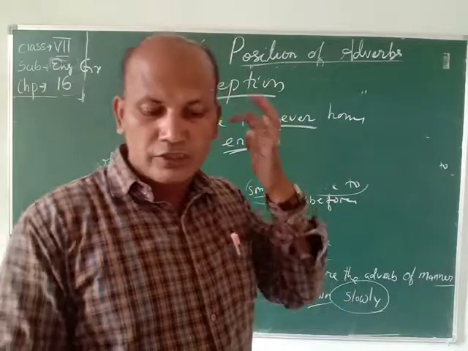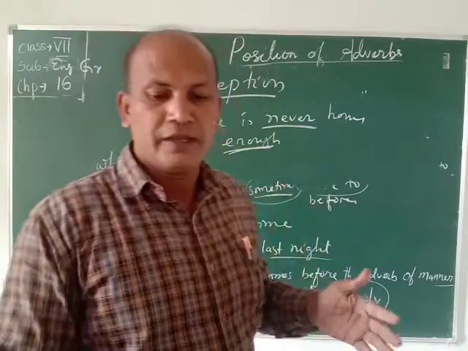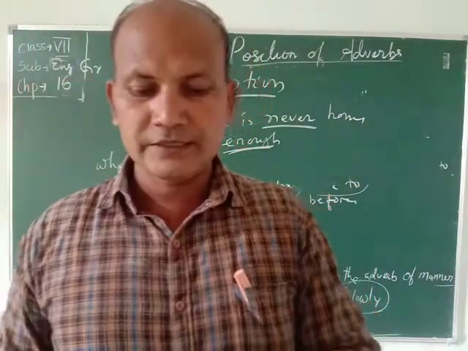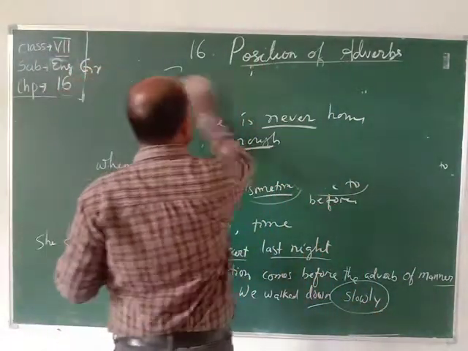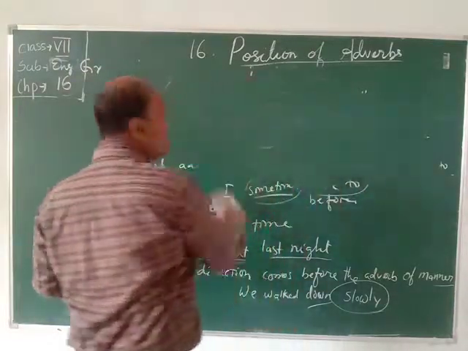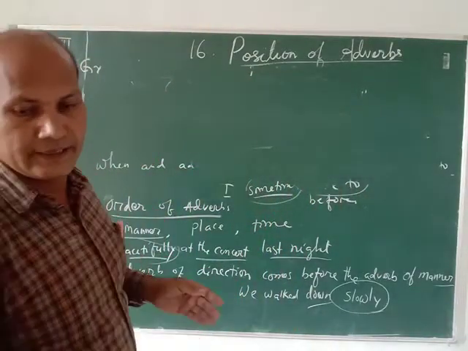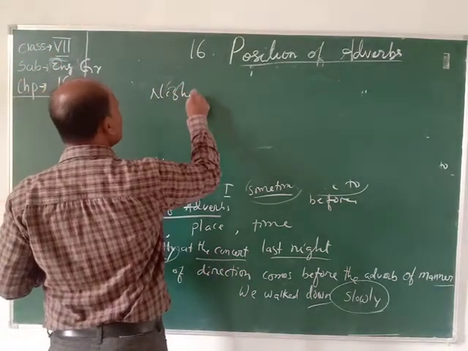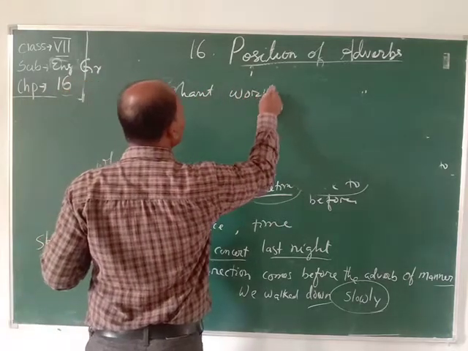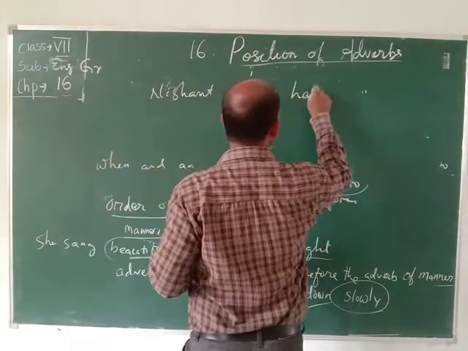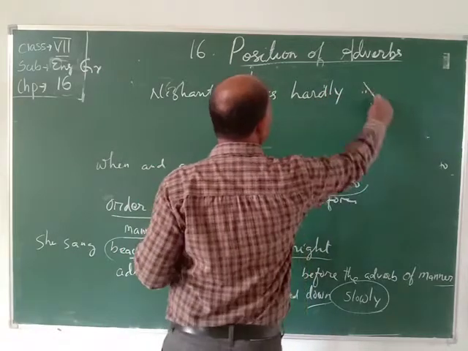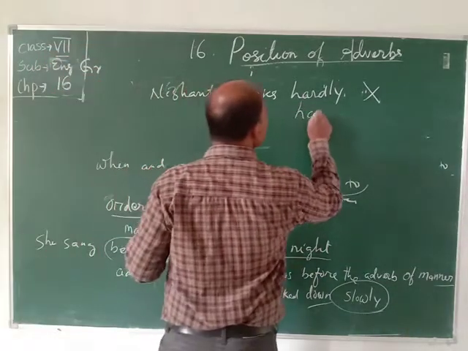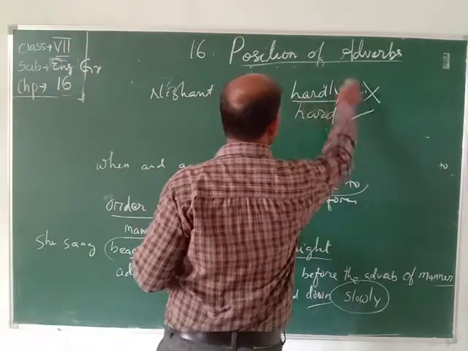So these are all the exceptions, out of the rules, and sometimes you do errors. Let's discuss the errors we make. In the book many are given, and one of the sentences is: Nishant works hardly. That is a wrong sentence. You have to say Nishant works hard. This is right, this is wrong.